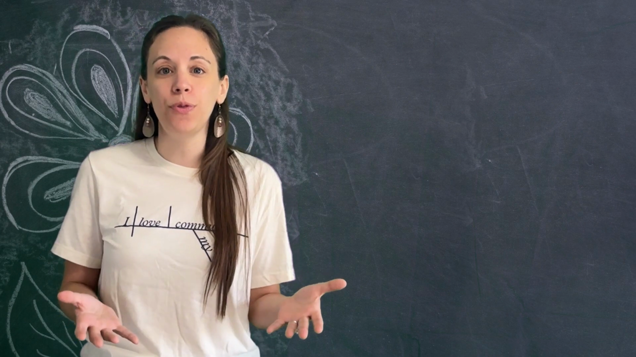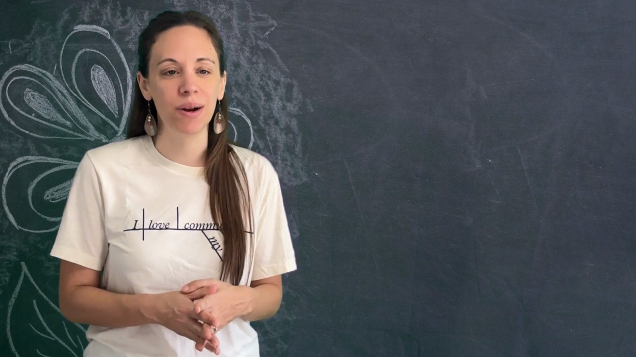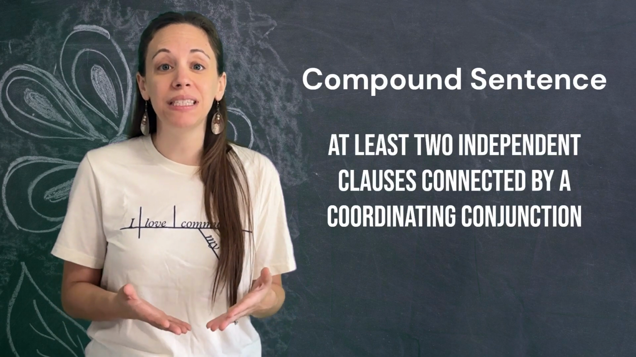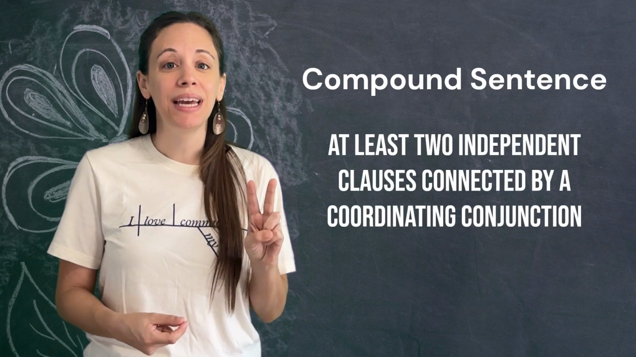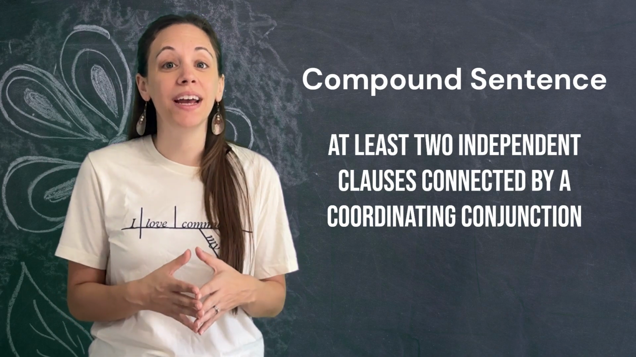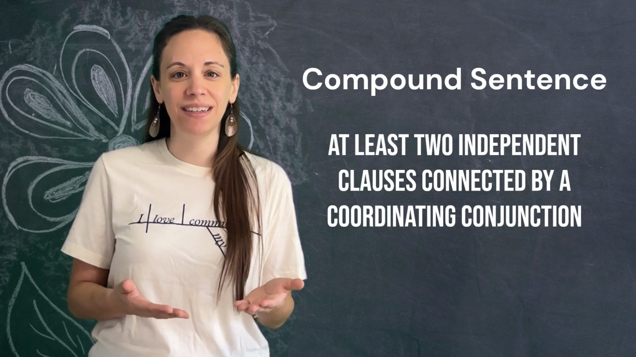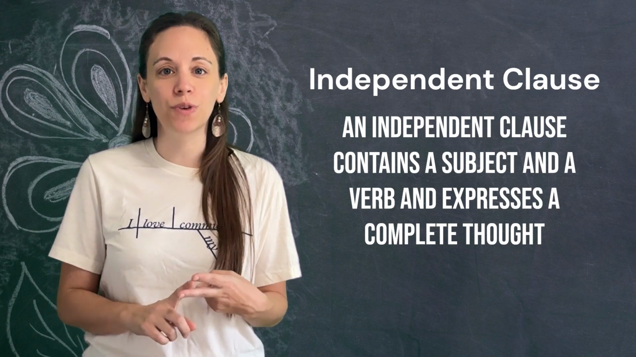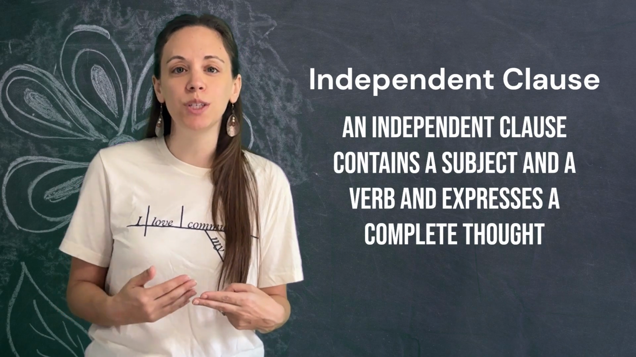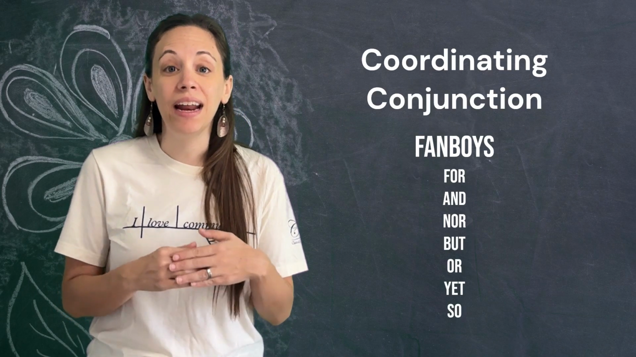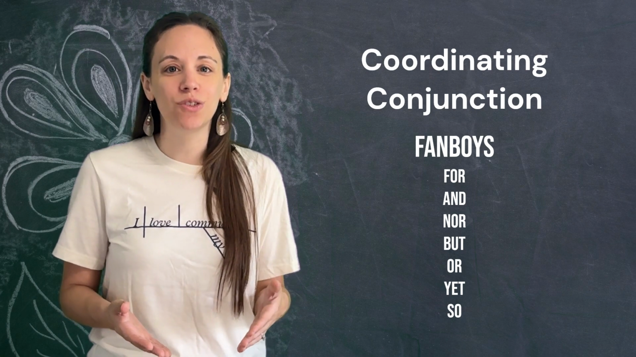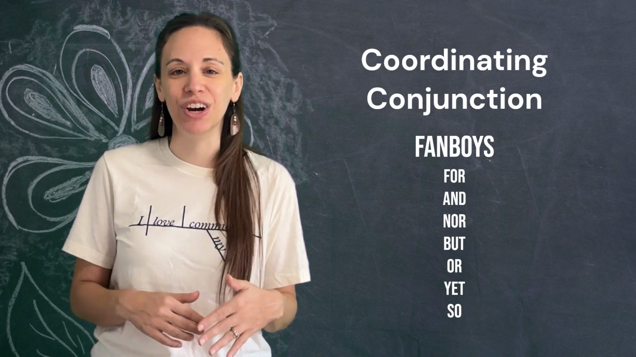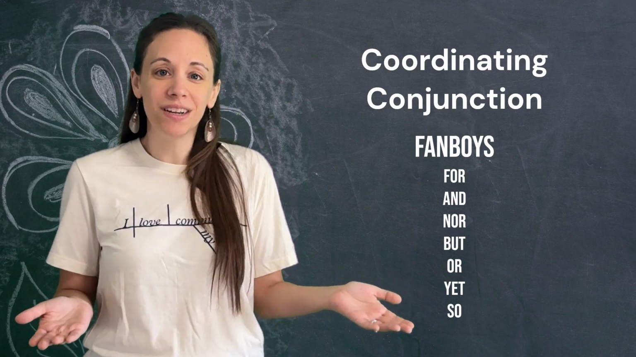So let's define our things before we even get started in diagramming. First, what is a compound sentence? A compound sentence must contain at least two independent clauses connected by a coordinating conjunction. So what's an independent clause? An independent clause is a clause, which means it will contain both a subject and a verb, but an independent clause also expresses a complete thought. And our coordinating conjunctions, those we like to refer to as fanboys: for, and, nor, but, or, yet, so. And we remember that by remembering fanboys.